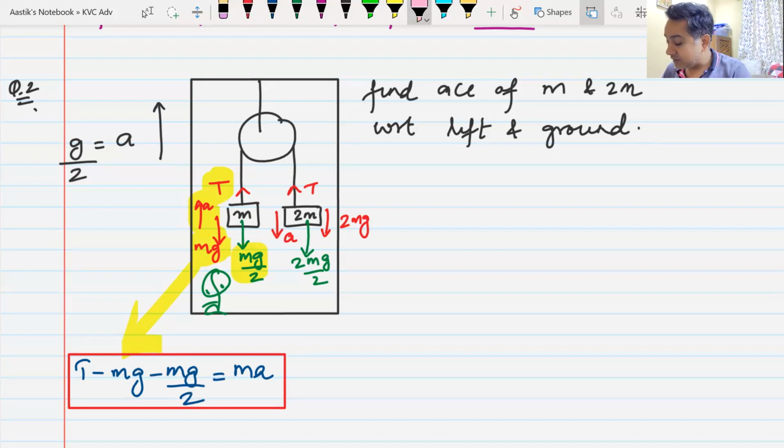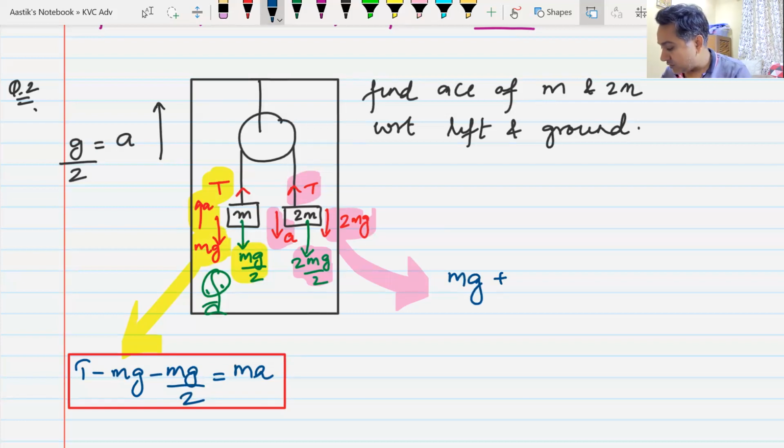Let us look at the other block. This is T, acceleration is downwards. This is the force downwards, and this is the force downwards. What is the equation for this block? 2mg by 2 minus 2mg, that is mg by 2 is basically mg. So mg plus 2mg, both are downwards, minus T is equal to 2m into a. Do we understand this?